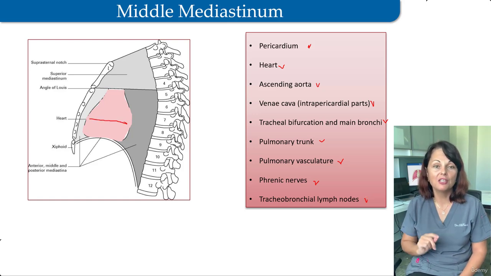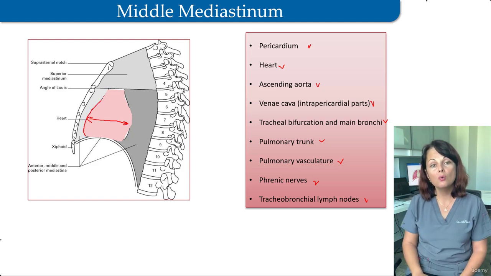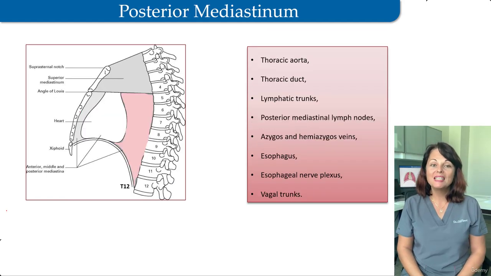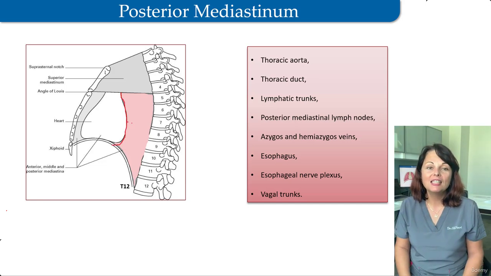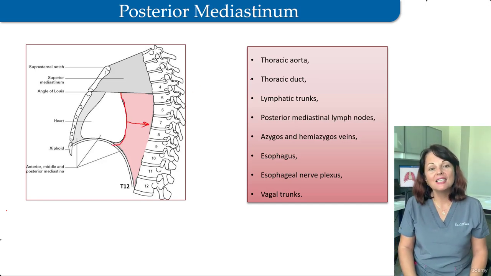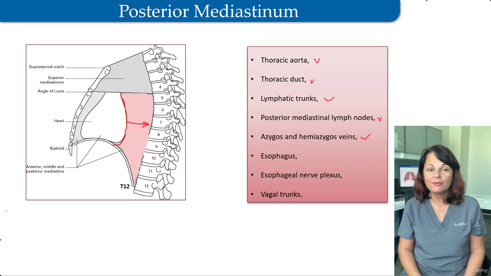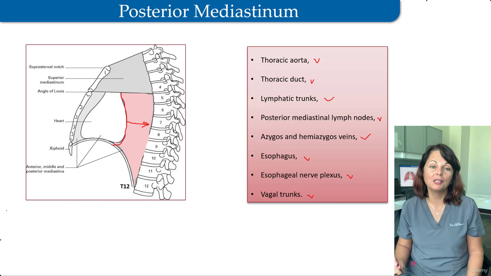We have discussed the heart and great vessels and pericardium in our previous lessons, so we can move on to the posterior mediastinum now. The posterior mediastinum is the space behind the heart. It contains the thoracic aorta, thoracic duct and lymphatic trunks, posterior mediastinal lymph nodes, azygous and hemiazygous veins, what else? The esophagus and esophageal nerve plexus. And we will discuss all these organs one by one.